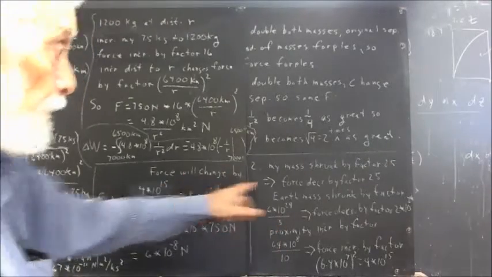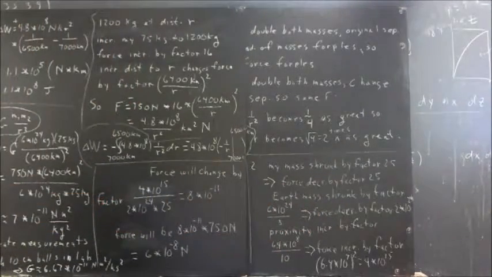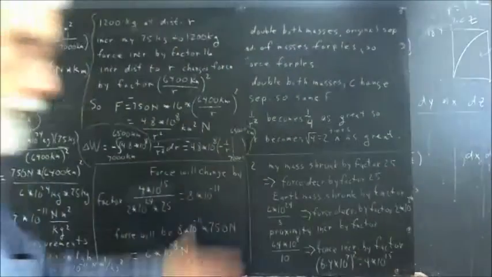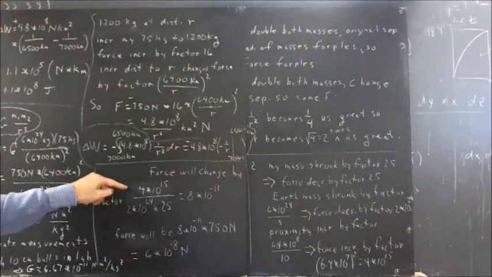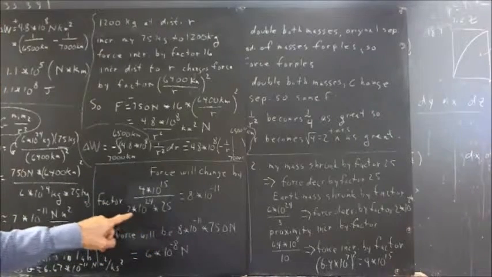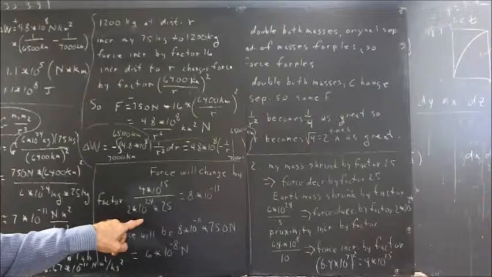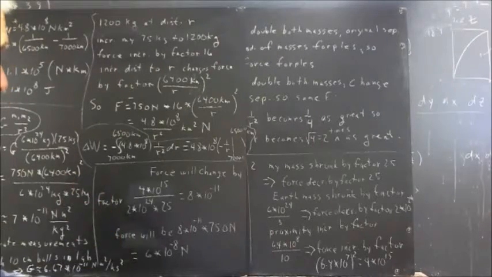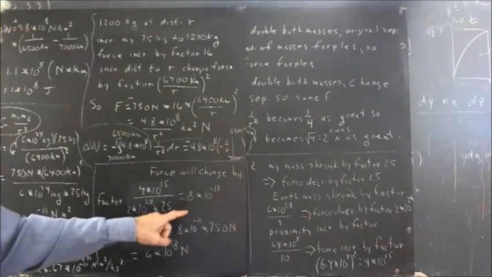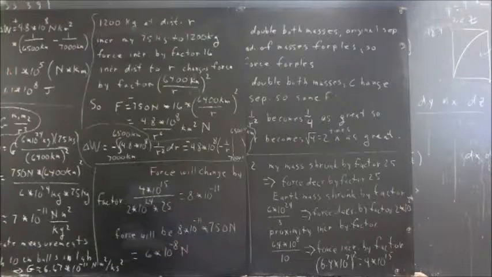Well, the force is then going to change by what factor? It's going to increase by a factor of 4 times 10 to the 15th by virtue of bringing things closer together. But then it's going to decrease by a factor of 25 and also by a factor of 2 times 10 to the 24th by virtue of changing my mass and that of the Earth, and we're going to get a net factor of 8 times 10 to the negative 11th.